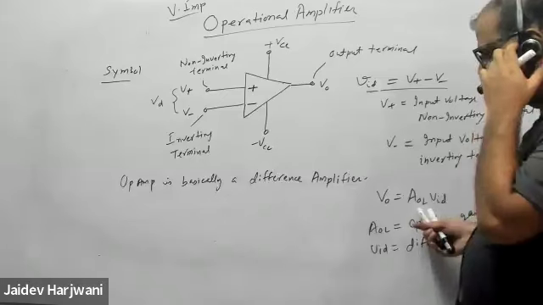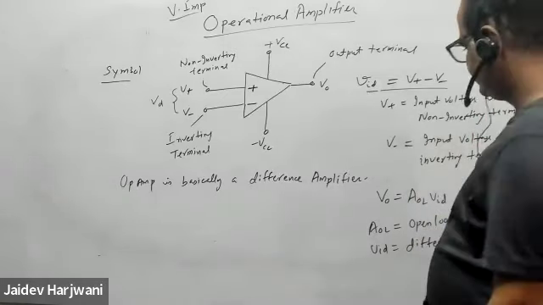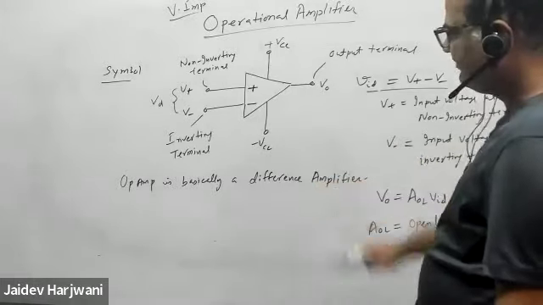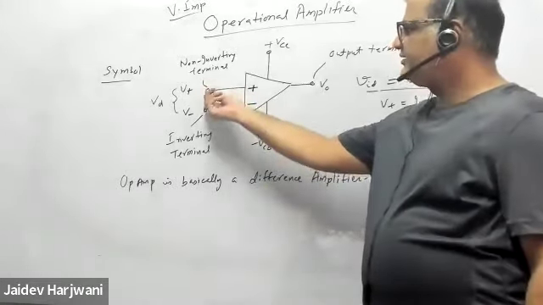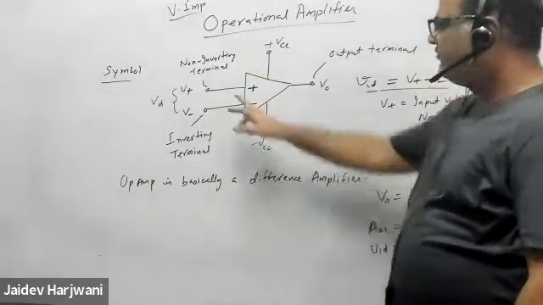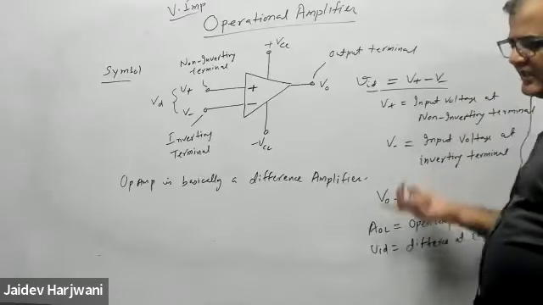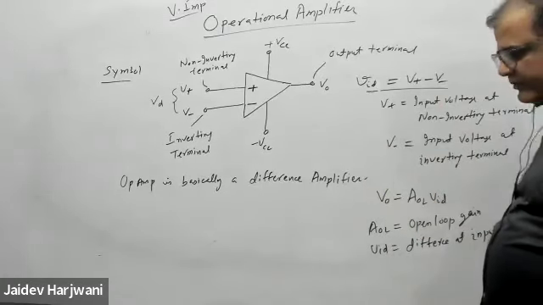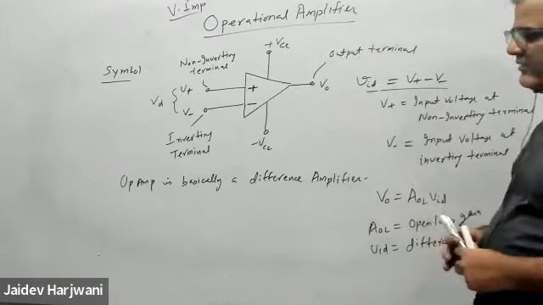Now this AOL is very high. So it is a difference amplifier. Whatever difference you apply here, say you apply 10 millivolt here, 9 millivolt here, difference is 1 millivolt. 1 millivolt will be multiplied by the gain, whatever gain is the circuit, and you will get accordingly the output. Now it is also called operational amplifier.